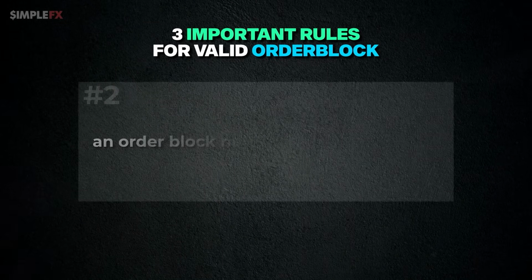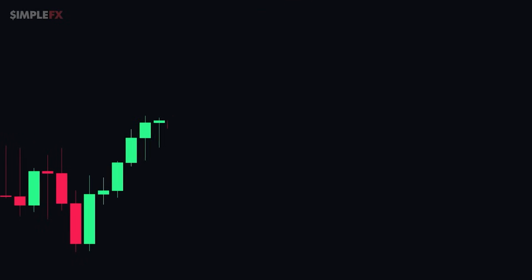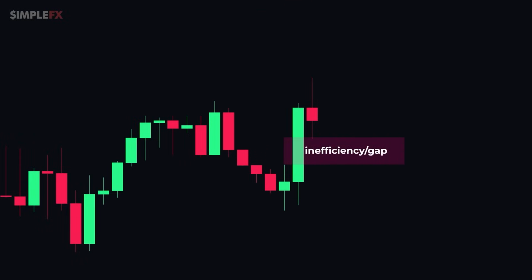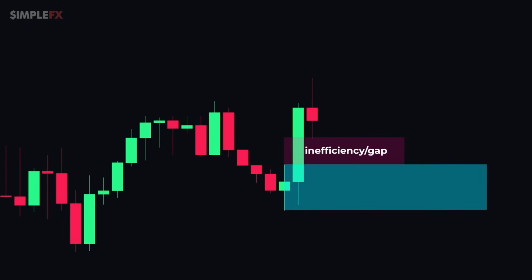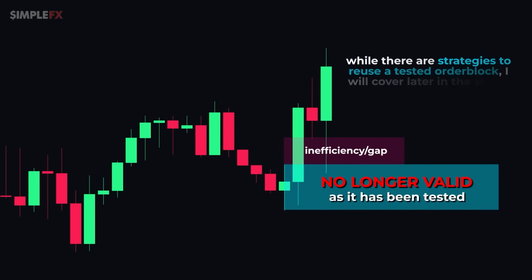Rule number 2. An order block needs to be unmitigated. Order blocks are generally a one-time use. If the price touches an order block, it's no longer considered valid, meaning it can't be tested or retraced. For example, let's say you spot a gap or inefficiency in the price, so you draw an order block. If you see the price, or even just a wick, touching that order block, it means the order block is no longer valid because it has now been tested. While there are strategies to reuse a tested order block, I'll cover that later in the video. But for now, just remember that an order block is generally a one-time use.